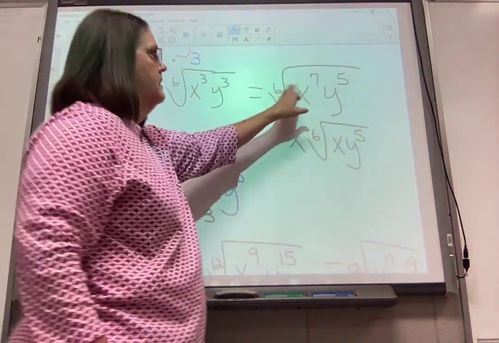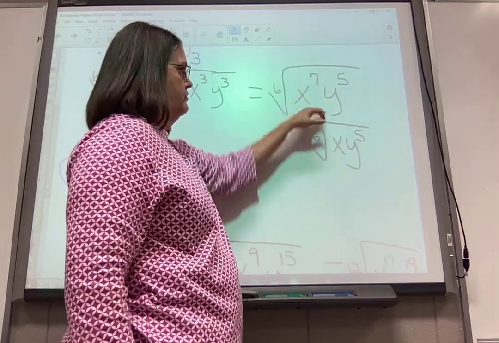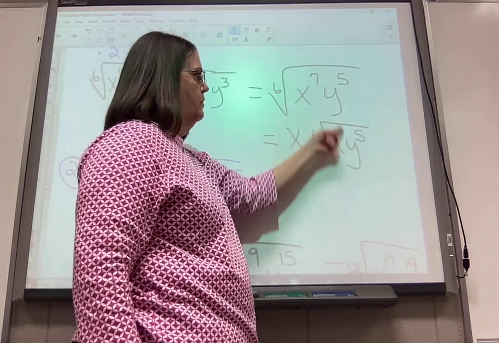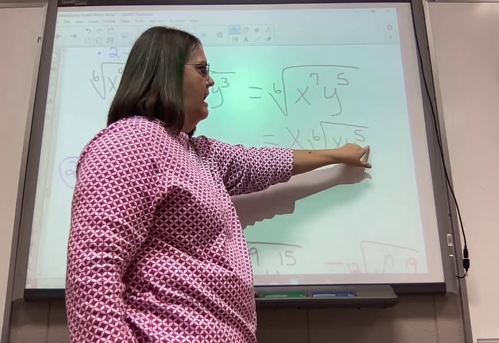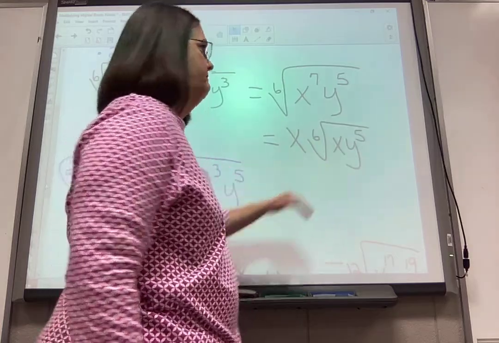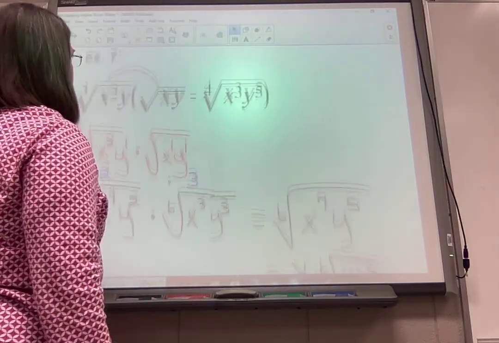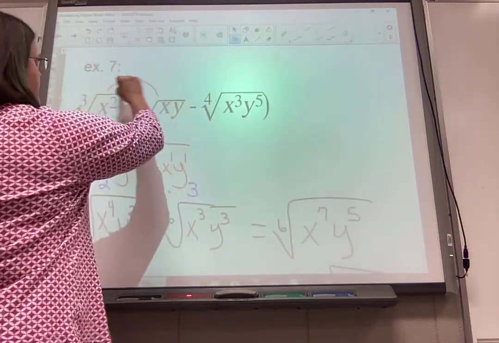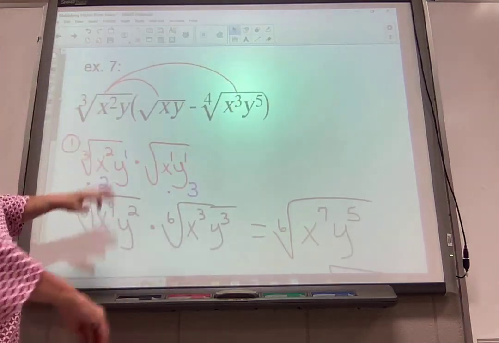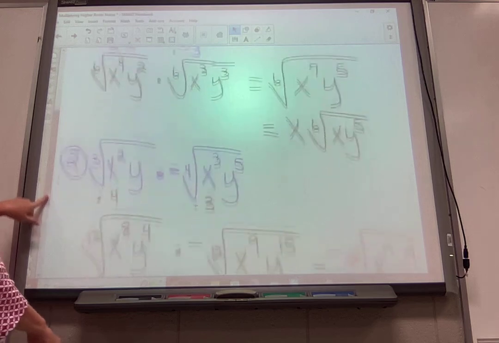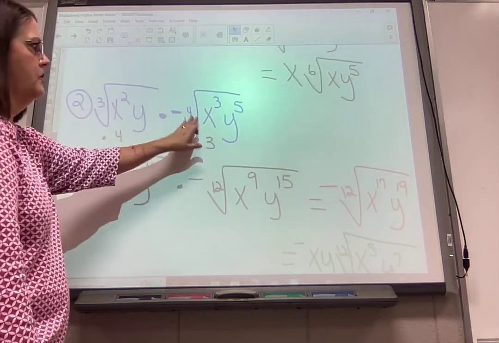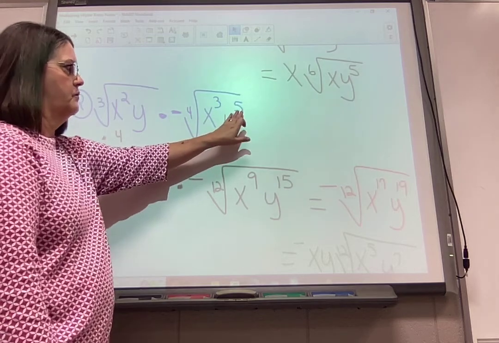I have 6 x's in here, so I'm bringing 1 out, and 6 goes into 7 one time with 1 left over, and then I still have 5 because 6 doesn't go into 5. So that's the first term simplified. Now I go up and I take the second one. I'm going to take this one times that, and I wrote them out, number 1, number 2. So number 2 is the cube root of x squared y times the negative 4th root of x to the 3rd y to the 5th.